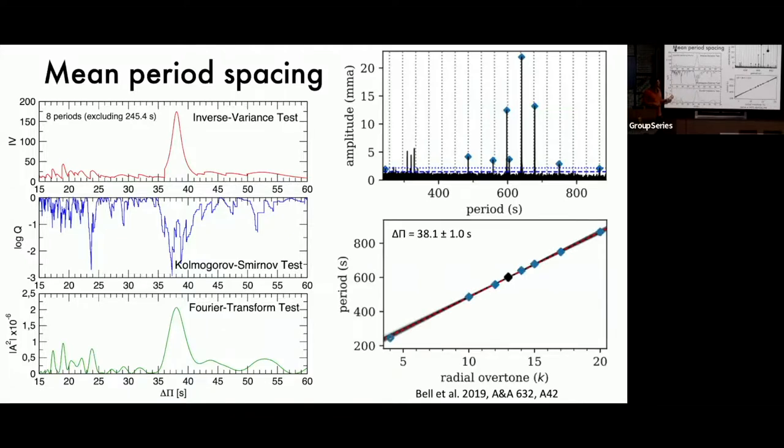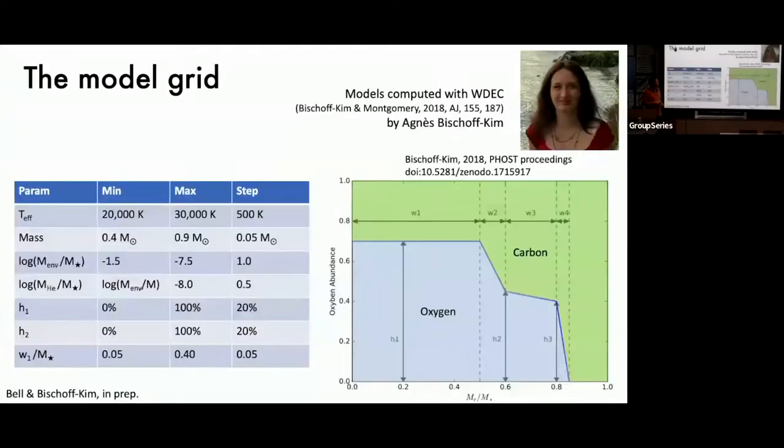And we can fit a line to this, and we can derive a conservative uncertainty on the mean period spacing for an individual star. And that's something that we could compare with models. So my collaborator, Agnes Bischoff-Kim, has computed a grid of pulsating white dwarf models in the helium atmosphere instability strip. That's pretty coarse. It steps through these ranges of temperatures and mass with pretty large steps. It's a high dimensional problem, and so this is a huge number of models still, even if it's coarse in each individual case. It parameterizes the oxygen profile within the core with a few different parameters based on how far out to go from the core before the amount of oxygen changes.